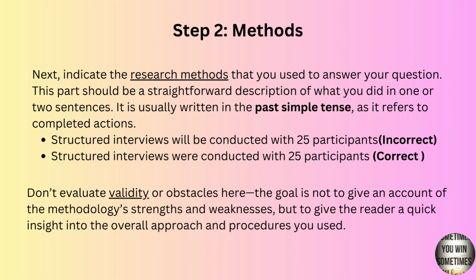And step 2, methods. Next, indicate the research methods that you used to answer your question. This part should be a straightforward description of what you did in one or two sentences. It is usually written in the past simple tense as it refers to completed action.